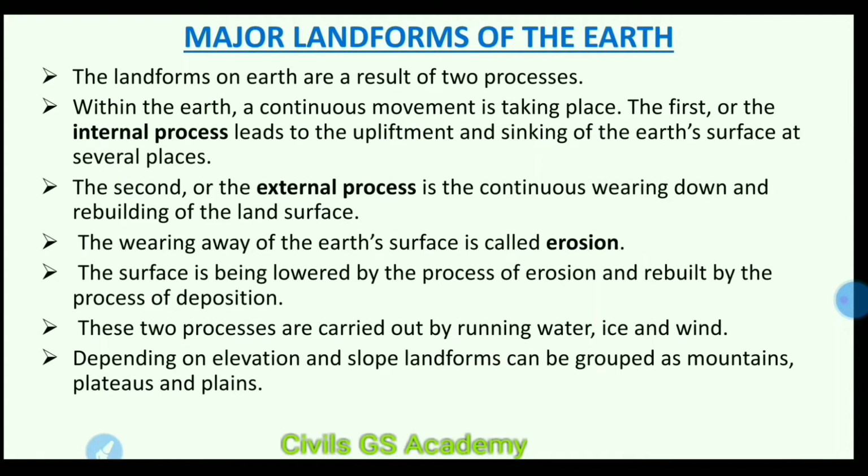The wearing away of the earth's surface is called erosion. The surface is being lowered by the process of erosion and rebuilt by the process of deposition. So, how is a surface formed? Sediments are eroded from one place and get deposited at another place. These two processes are carried out by running water, ice and wind. Depending on the elevation and slope, landforms can be grouped as mountains, plateaus and plains.